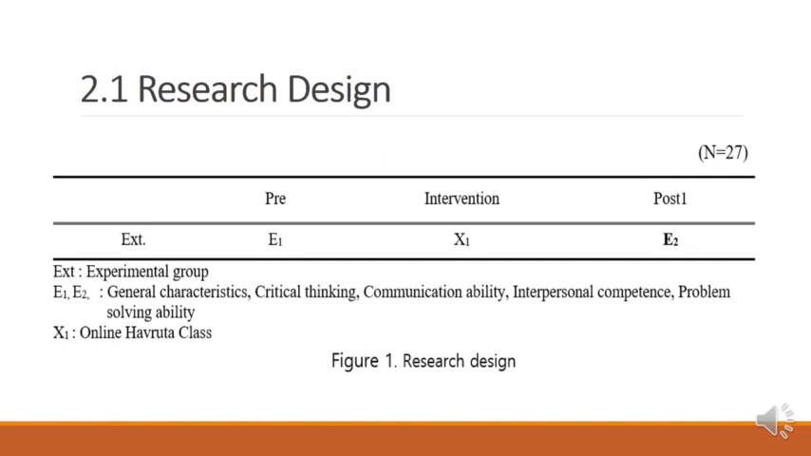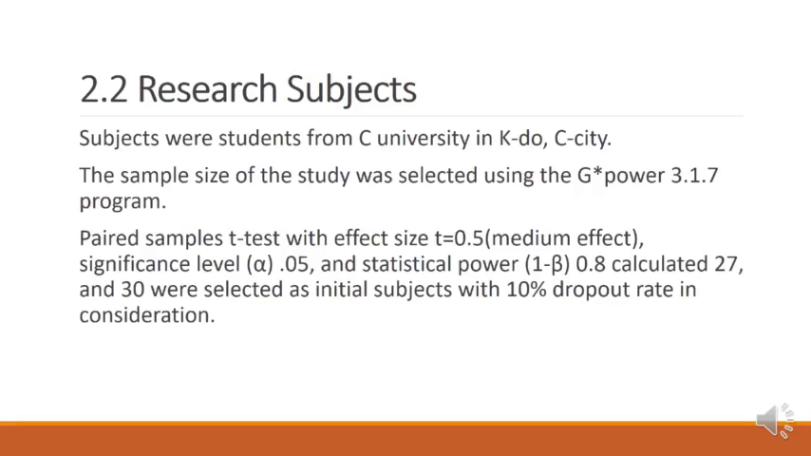The following research was designed as a quasi-experiment, one group pre-test, post-test design to confirm the effectiveness of the online Havruta teaching method on college student critical thinking, communication ability, interpersonal competence, and problem solvability. Subjects were students from C University in K to C city.